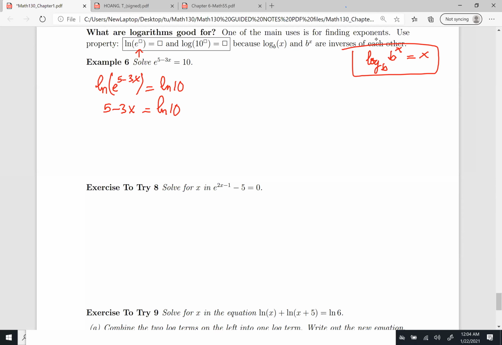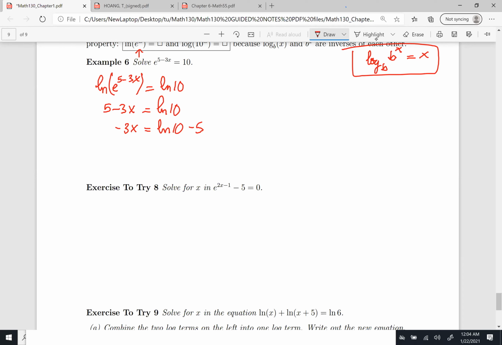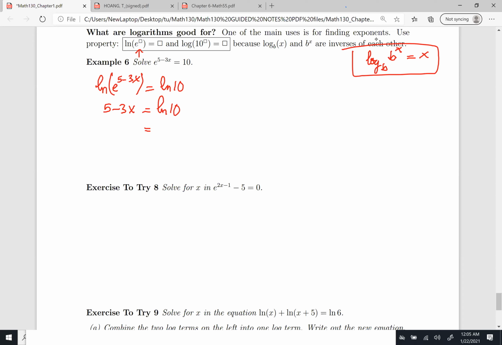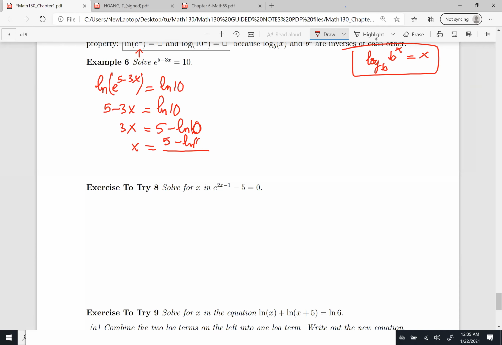So now it's easy. You can subtract 5 from both sides. Actually, let me go another way. I'm going to move the 5 and then multiply by -1. So I have 3x equals 5 minus ln 10. Now you will have x equal to 5 minus ln 10, everything divided by 3.